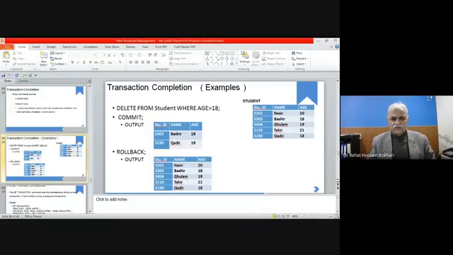So I say the output, this is committed. And if I haven't committed this, I say rollback, and the rollback output should be the same table. If we have committed that, then after committing this should be the output, and it may not be rolled back if we have committed that.